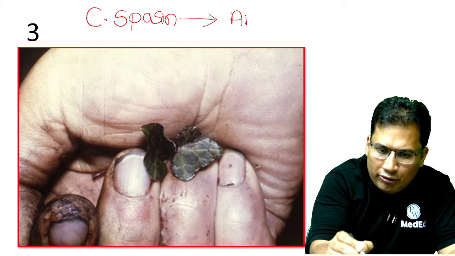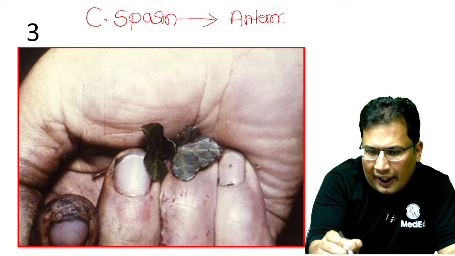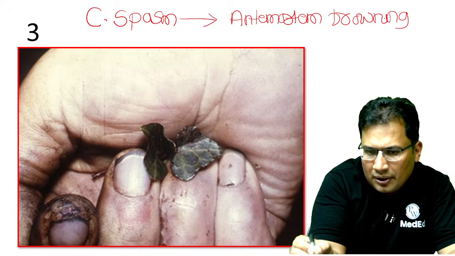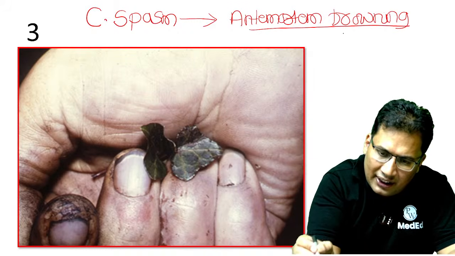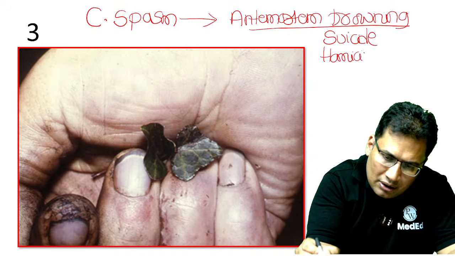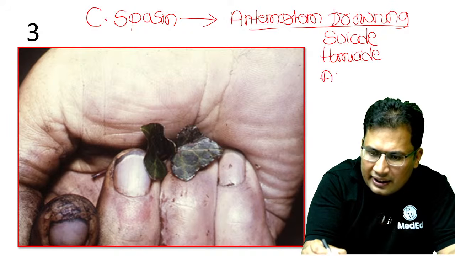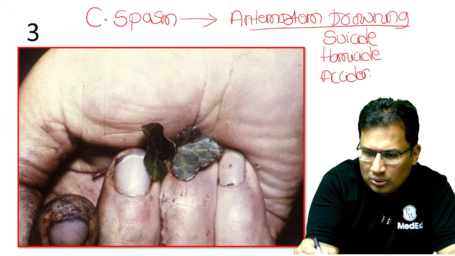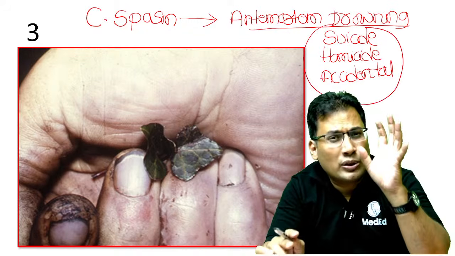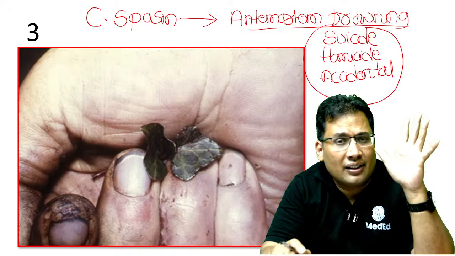It's a feature of ante-mortem drowning. So it can be seen in case of suicide or in case of homicide or accidental cases also, any condition. So it just shows the person was alive at the time of incident. He was alive.